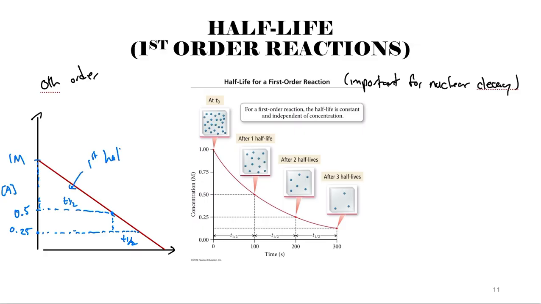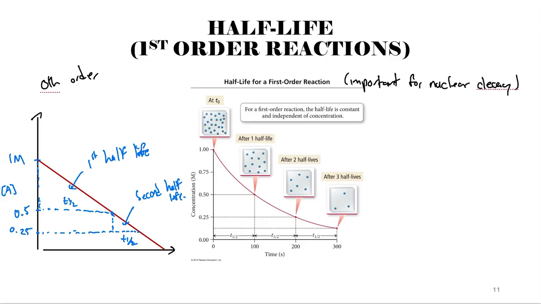So this is the first half-life, and this is the second half-life. And when I say first and second half-life, what I mean is if we started with a 1 molar concentration, the first half-life is the time it takes to reach 0.5, half of that concentration. Now it's saying, okay, we started at 0.5 concentration. How long does it take to reach 0.25 concentration? So that's the second half-life.